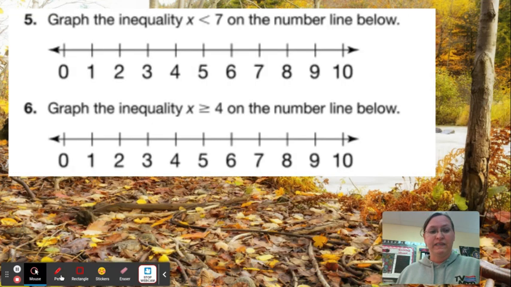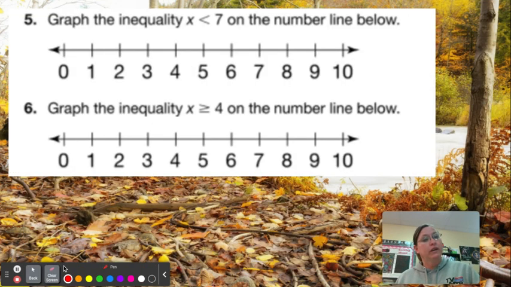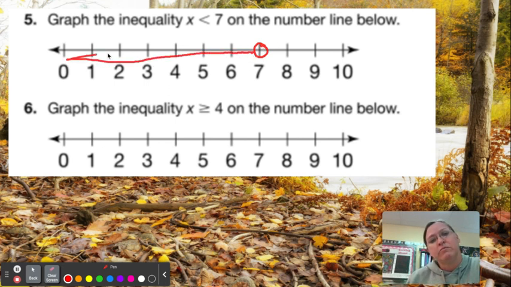Now let's look at our next slide. We're just going to be graphing a few more inequalities. Let's graph the inequality x is less than 7. It is less than, it is not equal to, so I'm going to have an open circle. And because it's less than, I am just going to move and color it going that way.